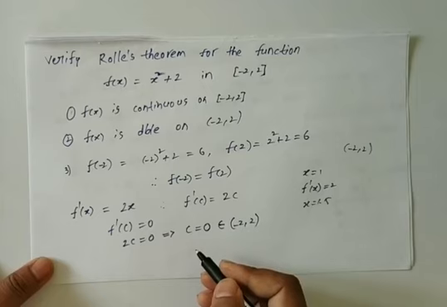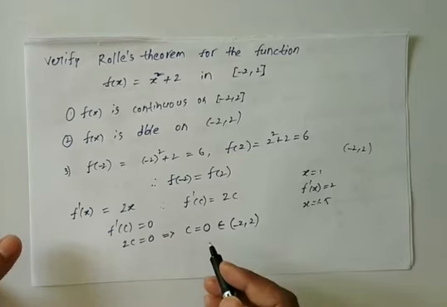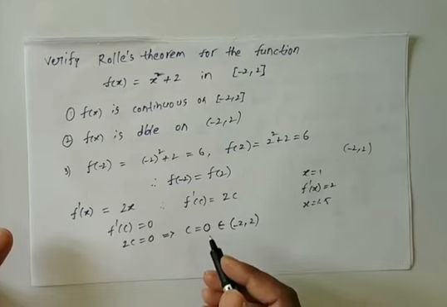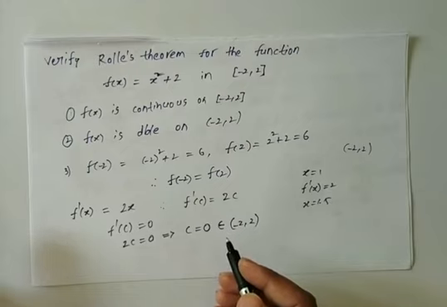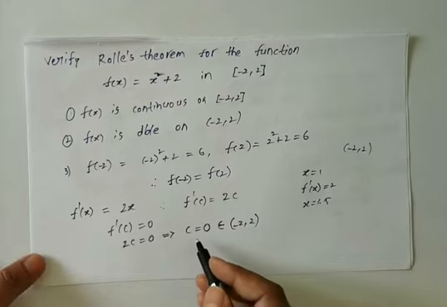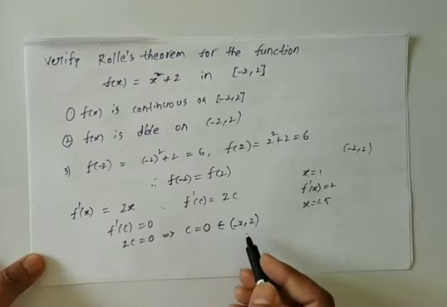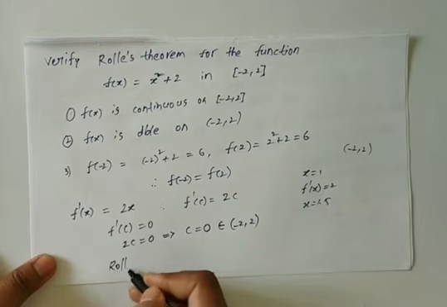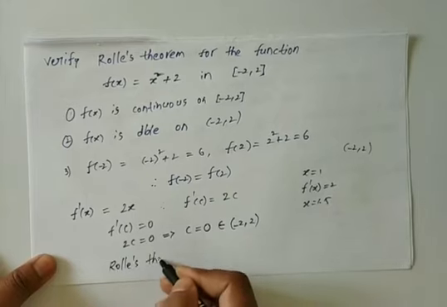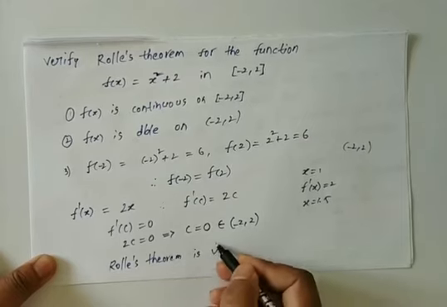Suppose we cannot find the value of c which lies in the given open interval, then we can say that Rolle's theorem is not applicable. So here we can see that c is equal to 0 lies in the open interval minus 2 comma 2. So we can say that Rolle's theorem is verified. Write down Rolle's theorem is verified.